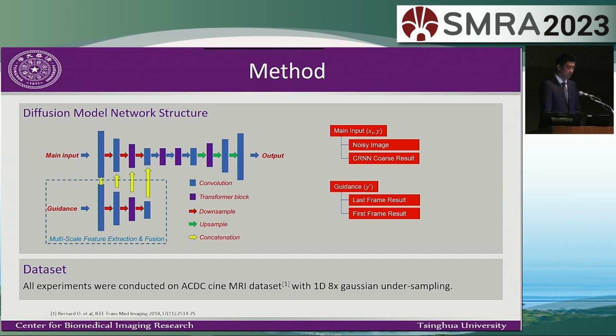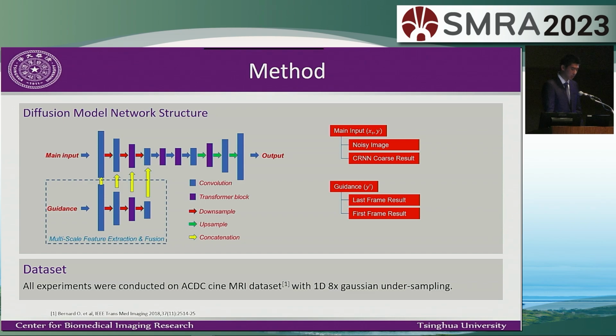We use an innovative multi-scale feature extraction and fusion block to extract guidance information and concatenate the information into the main network. This structure effectively extracts the temporal constraints of the past frames and guides the main reconstruction network at different scales, ensuring the temporal consistency of the refined reconstruction result. The training and inference processes are similar to the CRNN diffusion model, and the details can be seen on my poster.